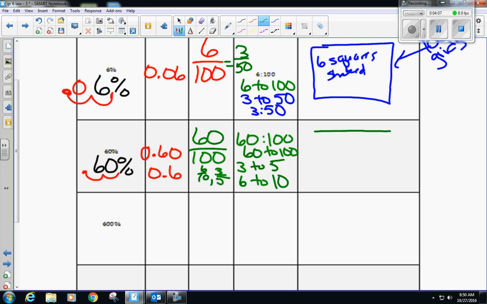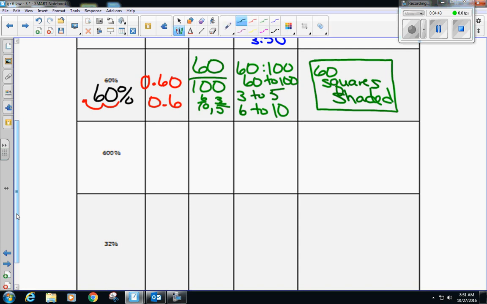So if we had a 100 grid, how many squares would be shaded in on this 100 grid? Jasmine? 60. 60 squares shaded, which is 6 columns of 10, or 6 rows of 10. Okay, so you may see that. Again, the point of this is to show you all of the ways that percentages can be shown and written, including a picture.